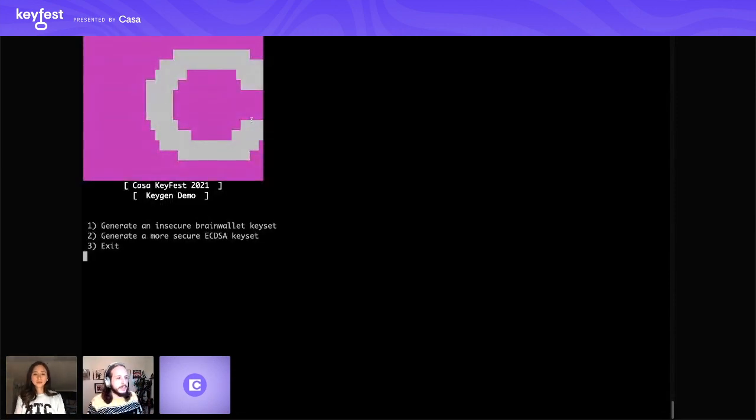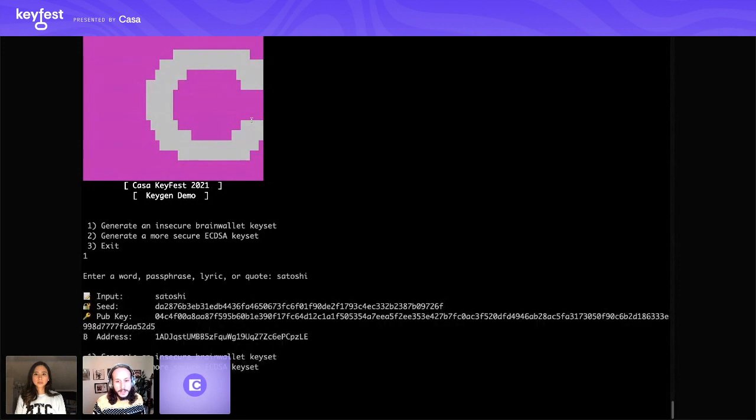So the first thing we want to display is that brain wallet that Stacie was talking about. So we can generate an insecure brain wallet key set. The way brain wallets worked was they took something that was in your brain, a word, a passphrase, a lyric, movie quote, something like that, even your email address, and that was essentially your private key. So it was great for usability, but it was horrible for security, because if we put the word Satoshi in here, we can see that it inputs it, and it basically runs it through one round of SHA-256 and then generates a key pair based off of it.